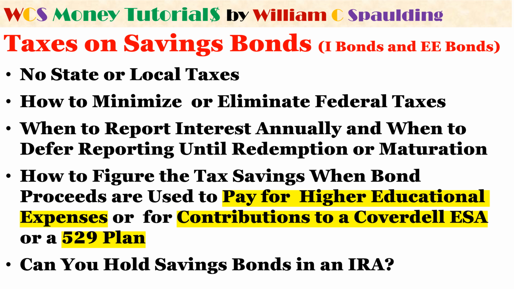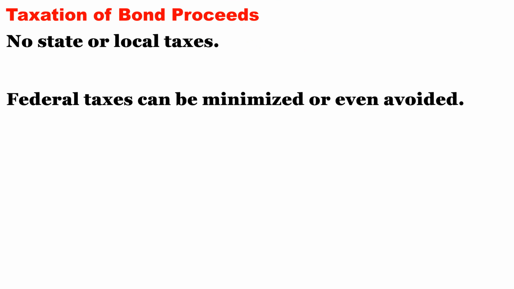This video discusses how United States savings bonds, both I bonds and EE bonds, are taxed, how the taxes are reported and calculated, and how to minimize or eliminate those taxes. Bonds are not subject to either state or local taxes. However, bonds may be subject to federal taxes, but there are ways to minimize or even avoid federal taxes.